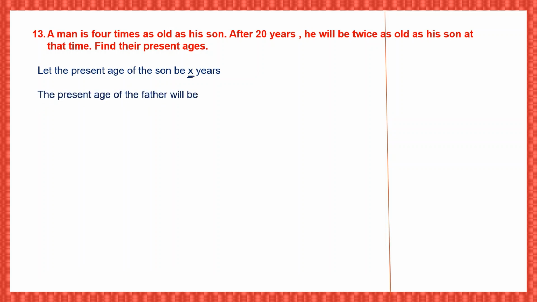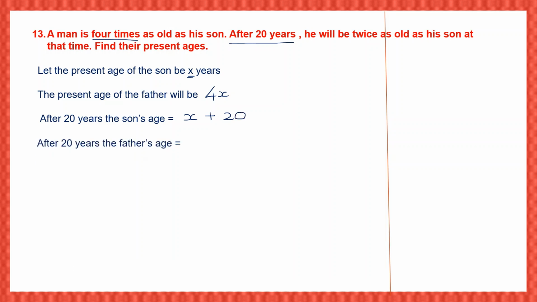And the present age of the father will be, it says father is 4 times, so 4 into x, which is 4x. X is the son's age. Father's age is 4 into x. Now after 20 years, the son's age will be, now he is x, after 20 years, he'll become x plus 20. Now the father after 20 years will be, now he is 4x.